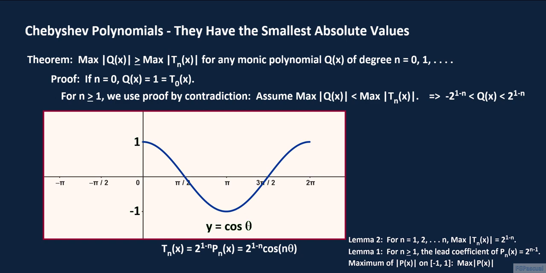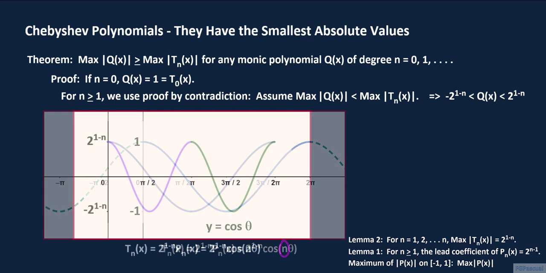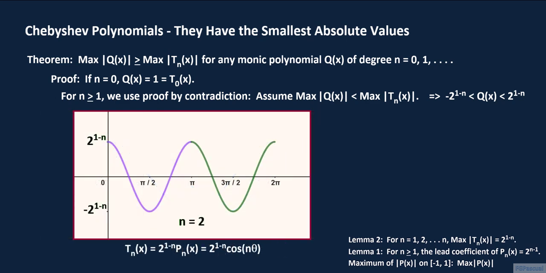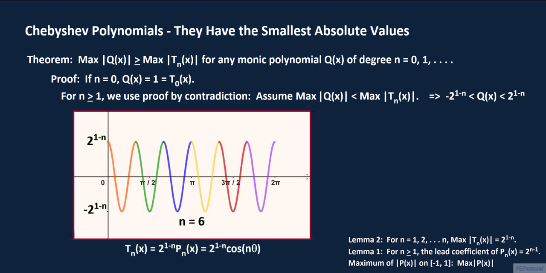On screen is the graph of one cycle or one period of cosine theta. We can copy the cycle or period and simply paste it all throughout the real line to get the graph of cosine theta for the entire real line. For cosine n theta, with n equal to the frequency, we get n cycles or periods on the interval from 0 to 2 pi. For example, we get 2 cycles or periods when n equals 2, and when n equals 6, we get 6 cycles or periods.